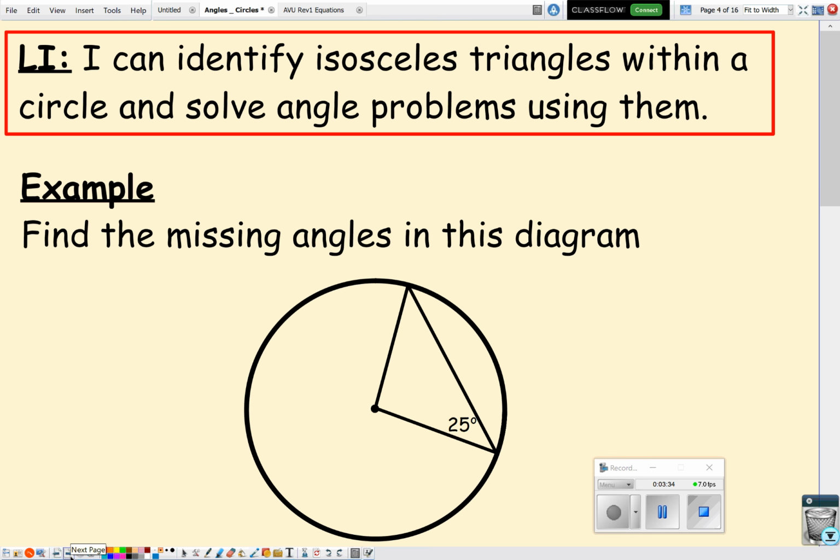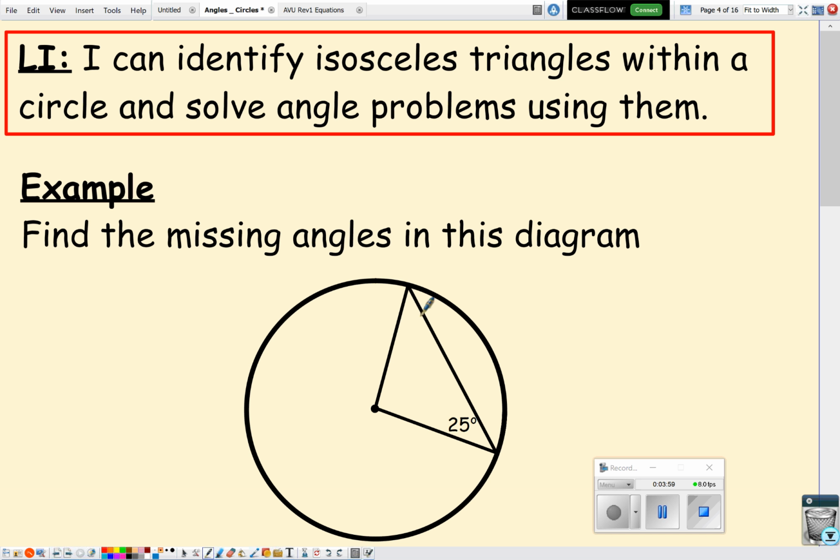So, find the missing angles in this diagram. This one's pretty bog standard. The first two we do are bog standard, and will help you revise your knowledge of isosceles triangles. The first thing to remember is that for an isosceles triangle, two angles are the same and all three angles have to add up to 180 degrees, as is the case with every triangle.